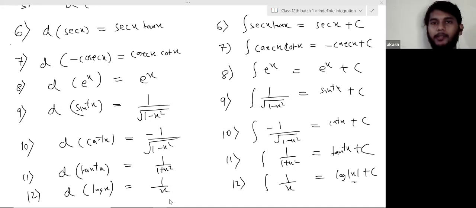And here also notice one thing. Sometimes you will be confused by this. If I take this negative sign to this side, then 9 and 10 become the same result also, sine inverse x and minus cos inverse x. So never be confused about that. You can write any of that, no issues.